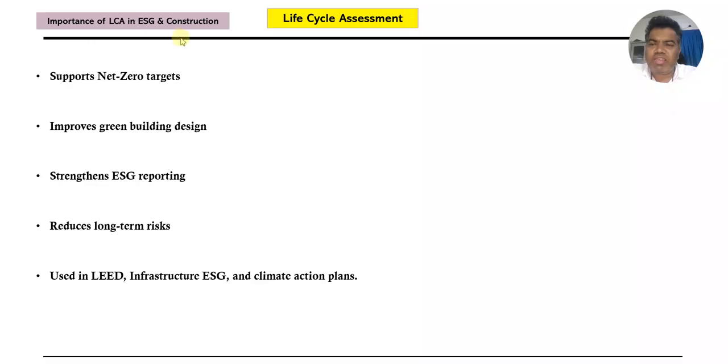The importance of LCA in ESG and construction is that it supports net zero targets, it improves green building design, it strengthens ESG reporting, it reduces long-term risks, and it is used in LEED infrastructure, ESG, and climate action plans.